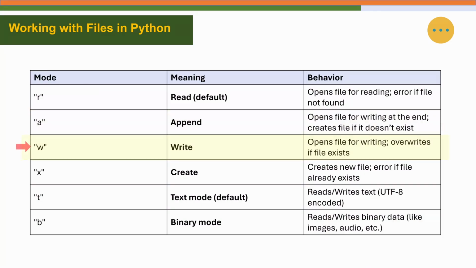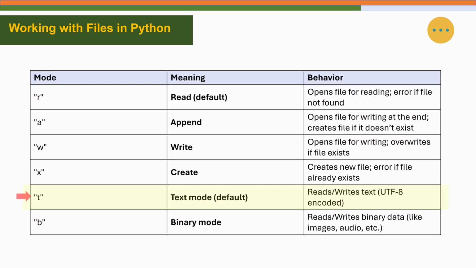W stands for write. This mode also creates a new file if one doesn't exist, but it completely overwrites the file if it already exists. X stands for create. This one is useful when you want to make sure you are not overwriting anything. It will create the file but throw an error if it already exists.